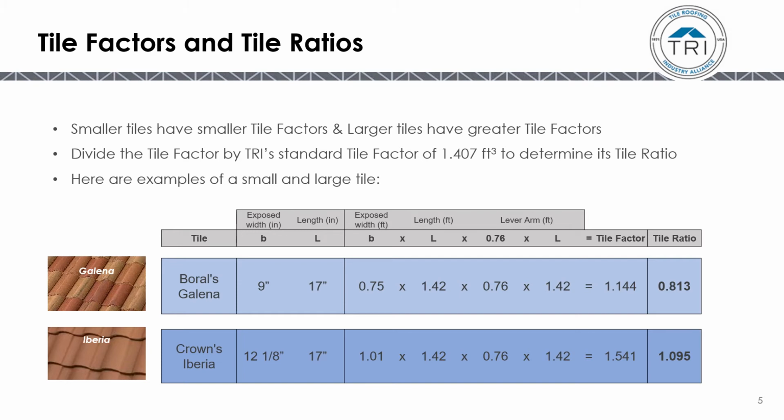A smaller tile, Boral's Galena, is only 9 inches wide in its exposed width, multiplied by 17 inches after converting those into feet, to get a tile factor of 1.144. And dividing that by the standard tile factor from TRI of 1.407 gives a tile ratio of 0.813. Similarly, with Crown's Iberia tile, that's much larger, with an exposed width of over 12 inches and the same length, we get a tile factor of 1.541 and a tile ratio of 1.095.